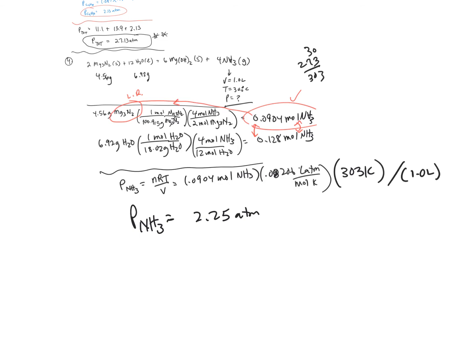All right, and then part B. So this is part A right there. And part B is to figure out how much water is left over and how much water formed. You can get that from the limiting reactant.